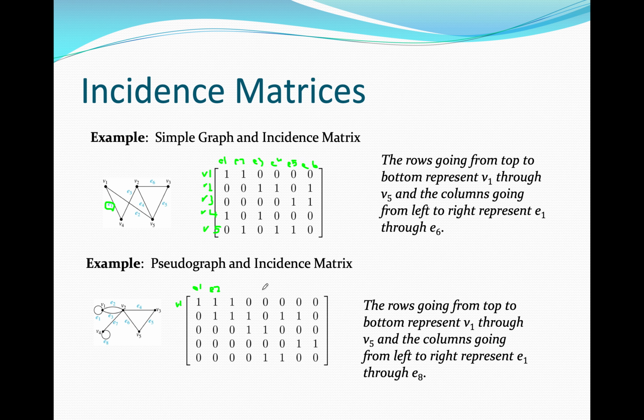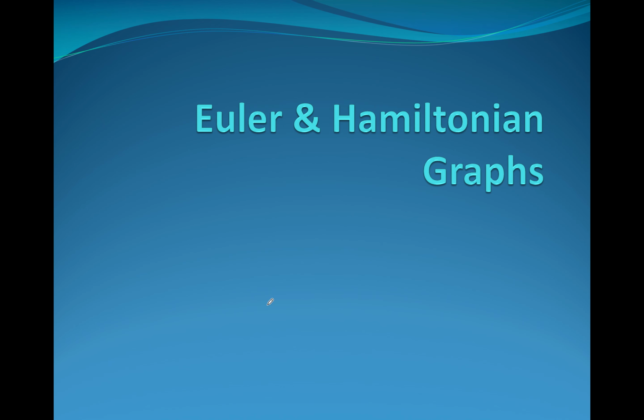What about we check E5 here? Right, where is E5? E5 connects V3 to V5. And since E5 doesn't connect V1 to any vertex, we declare it as 0. Right? Alright, for the Euler and Hamiltonian graphs, I will put another video for this. Alright, thank you.